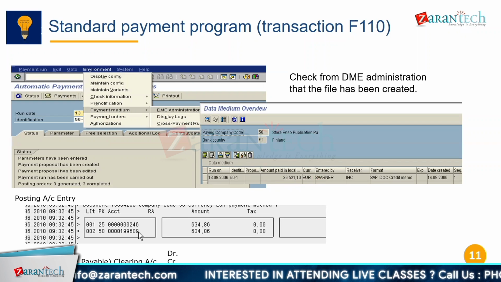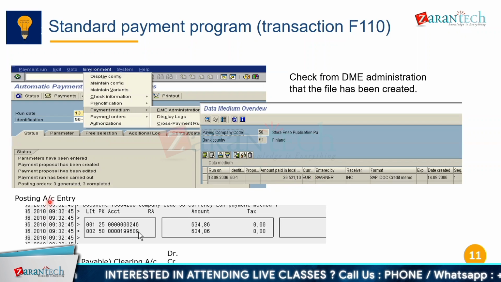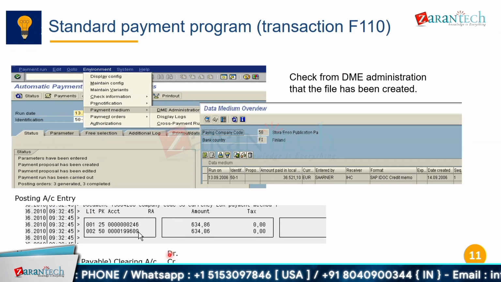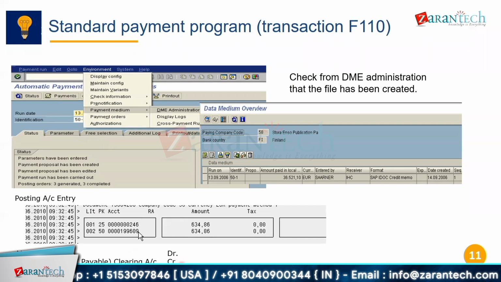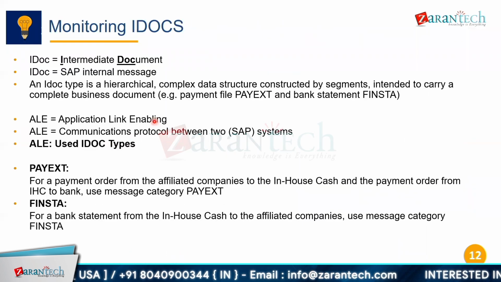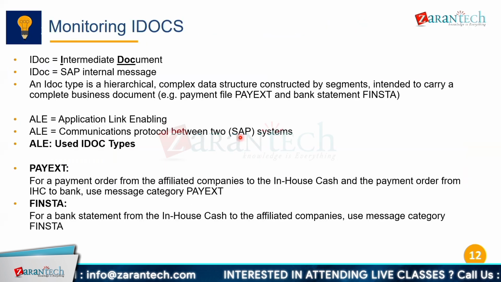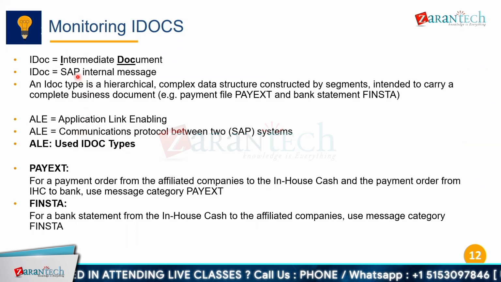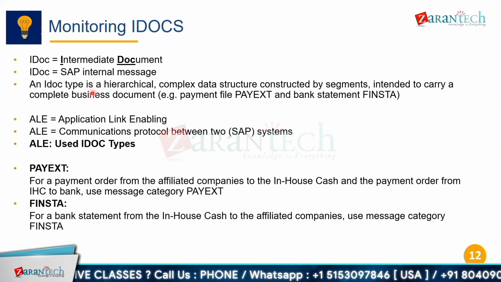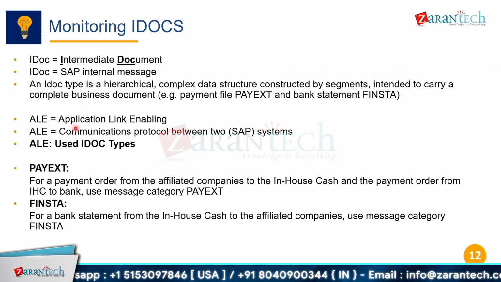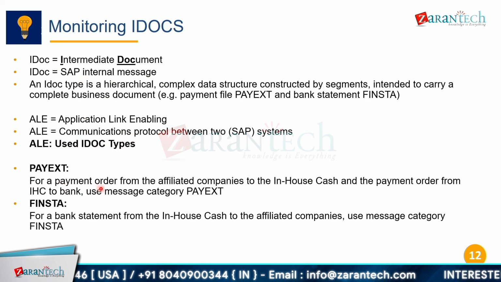Okay. And the accounting entry: when I run the F110, the system will generate a vendor account debit and an ISC receivable payable clearing account credit. Okay. And once we release this DME, it will come as an IDOC. The IDOC steps will be: the IDOC will be generated and it will go to the in-house cash. So you can see different steps here.